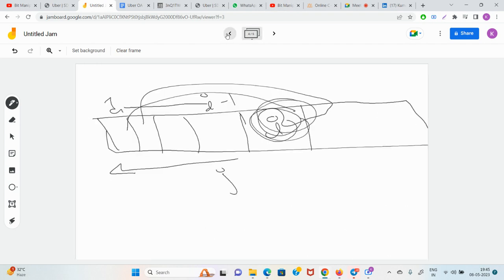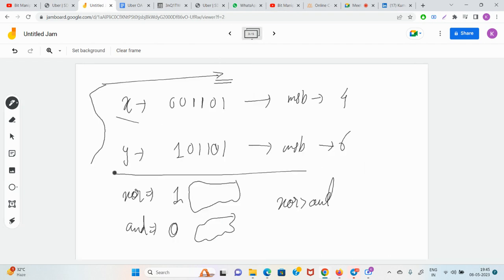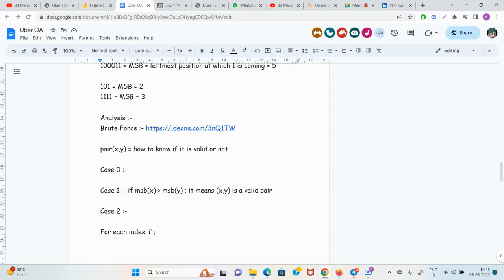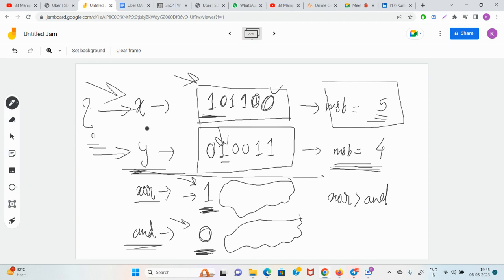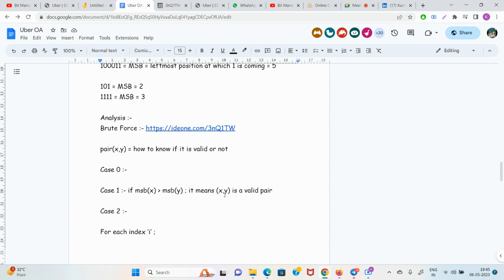If we are having X and Y and MSB of Y is greater than MSB of X. Achha, did I write it wrong? MSB of Y, achha, no. Okay, MSB of X is greater than MSB of Y. It means it is a valid pair. So X comma Y is a valid pair.